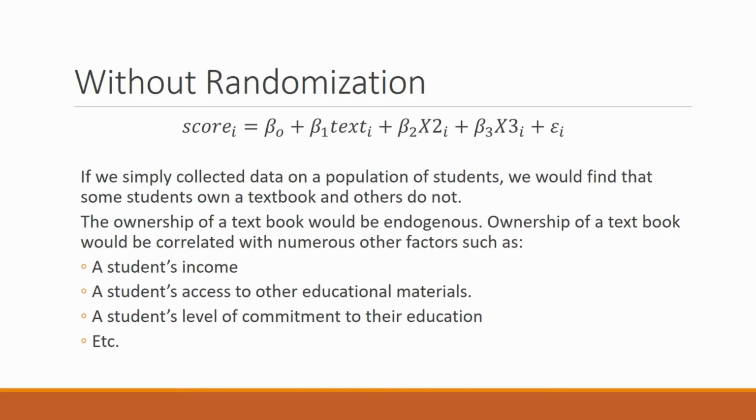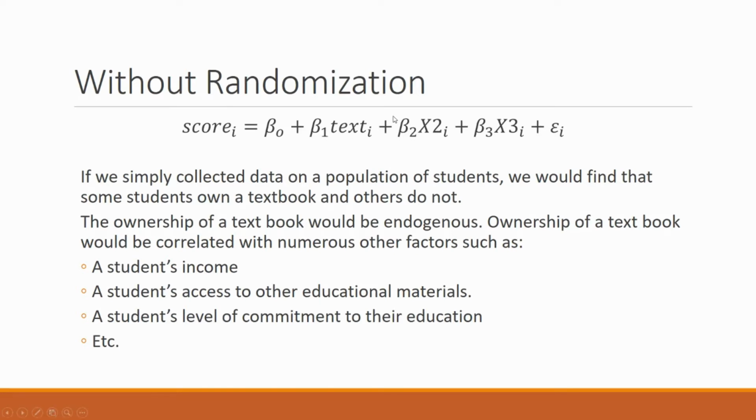We also might find that students that are particularly motivated or committed to their education, students who really love school and really want to flourish and do very well in school, are probably much more likely to own textbooks. So the ownership of a textbook, if we just go in and collect data from a sample of people, we'll find that the textbook variable is endogenous. It's determined by all kinds of other things: how much the student's income is, the student's level of commitment to education, students' access to a bookstore, all kinds of things.